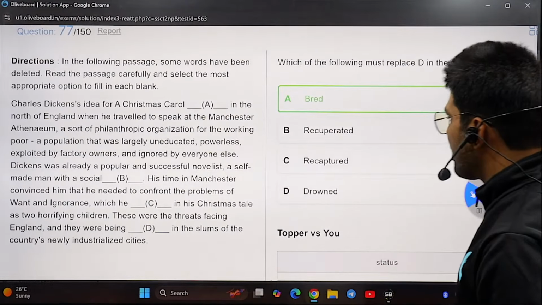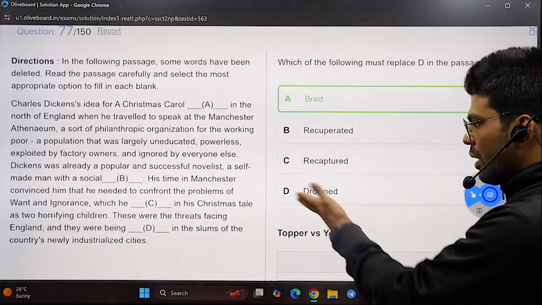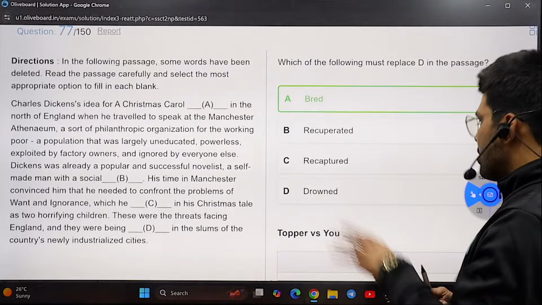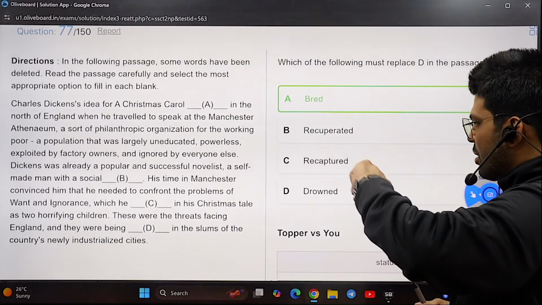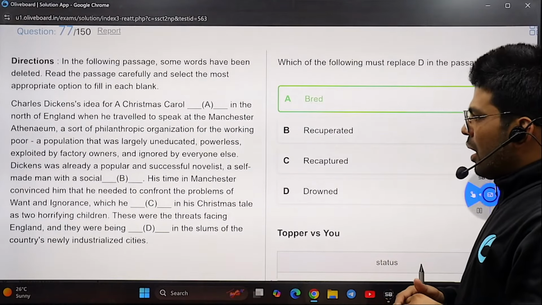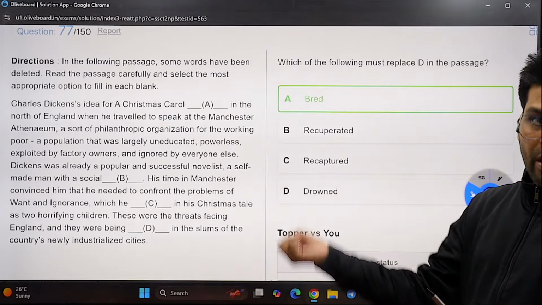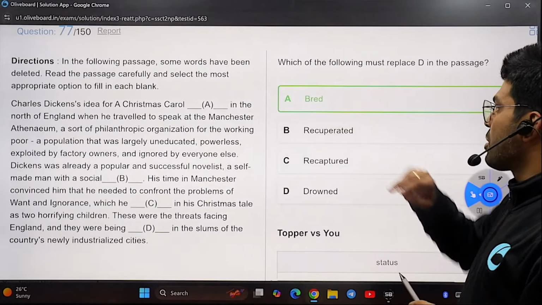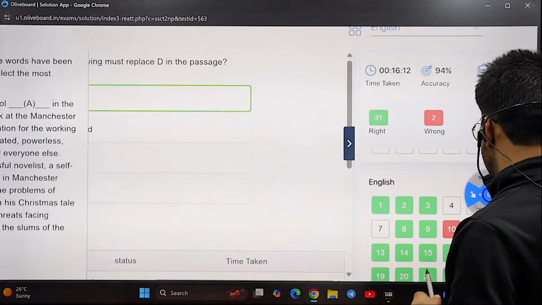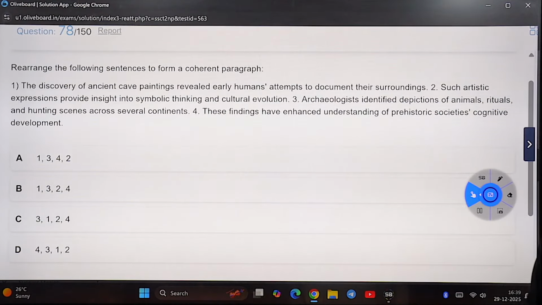So breed is possible. Recuperate is to restore good health. That means to recover from illness. No, there are threats facing England. Recaptured, capture again. Drown will be diminish. Drowned. If the problems were gone, he need not discuss them then. That means they were developing, spreading. The only option possible, breeding. Grab the first one, grab the last one, done.